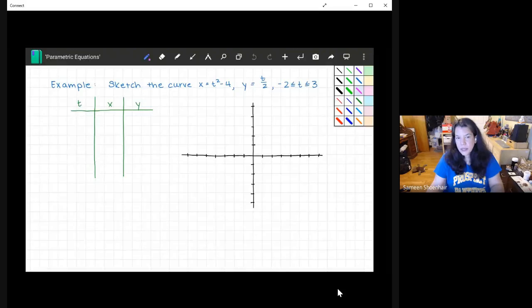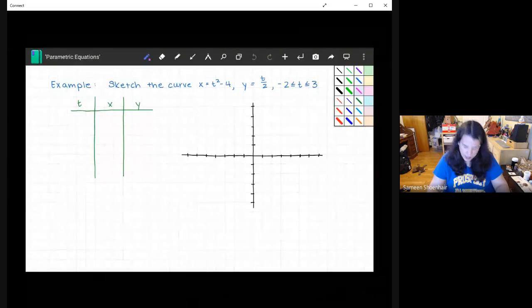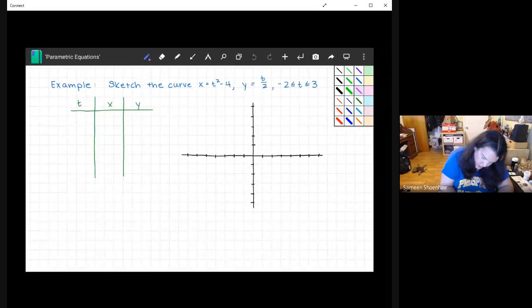One way you can sketch a parametric curve is simply by making a t-chart, except it's not really a t-chart anymore because we have 3 columns. There are 3 variables involved: t, x, and y. Sometimes t will have a restriction on it, and sometimes t won't. If there's no restriction, you assume that t is all numbers. So we're going to go from -2 to 3. I'll make a chart here: -2, -1, 0, 1, 2, 3.